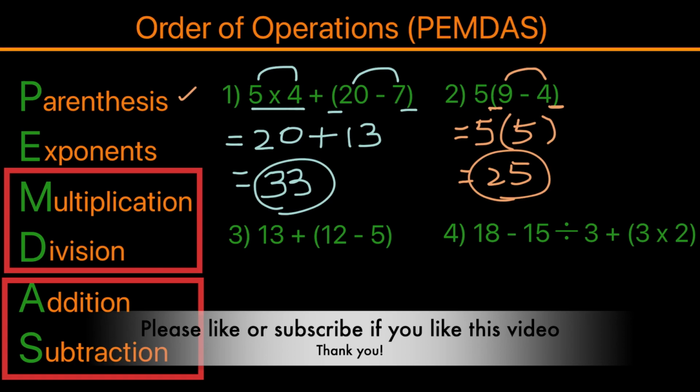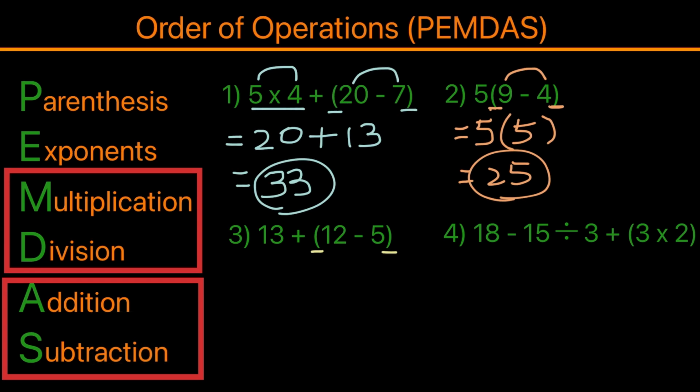Now moving on to the third example, we have 13 plus (12 minus 5). Now 12 minus 5 is within the parentheses, so we're going to work on that first. 12 minus 5 equals 7. Then we have 13 plus 7. The addition is the only operator here. So we simply add 13 plus 7 and we have 20.